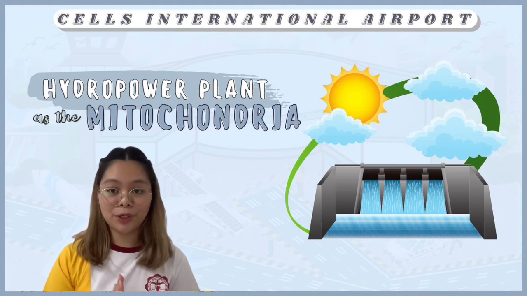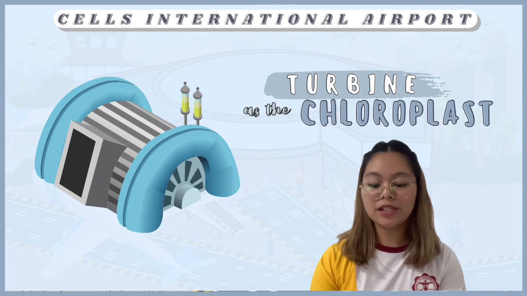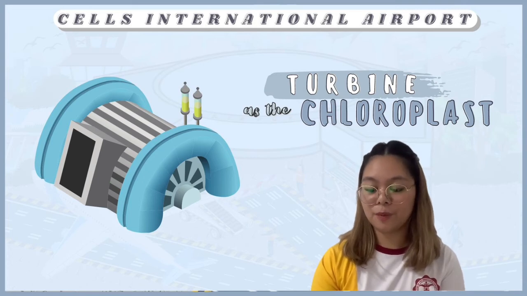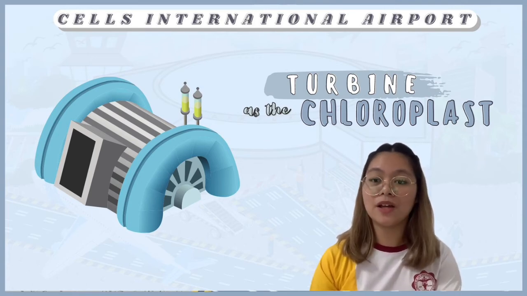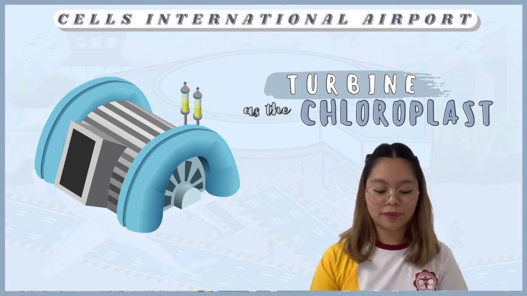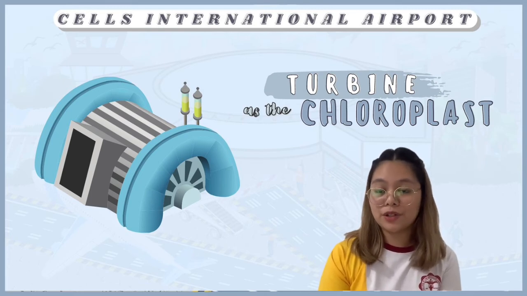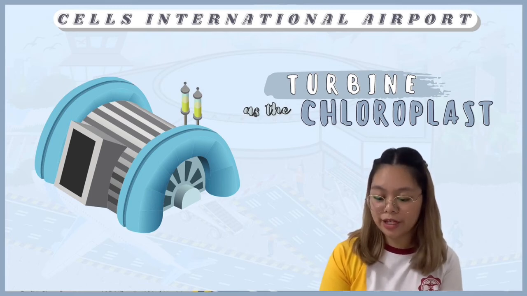Moving on, we have the turbine. The turbine is attached to the hydropower plant. The turbine's job is to convert mechanical energy from water, steam, or wind into mechanical energy that drives the generator. So in the cells, we have the chloroplast, which undergoes the process of conversion in order to produce energy. Photosynthesis takes place in the chloroplast. Photosynthesis is a process by which light energy is transformed to chemical energy, resulting in the generation of oxygen and energy-rich organic compounds.